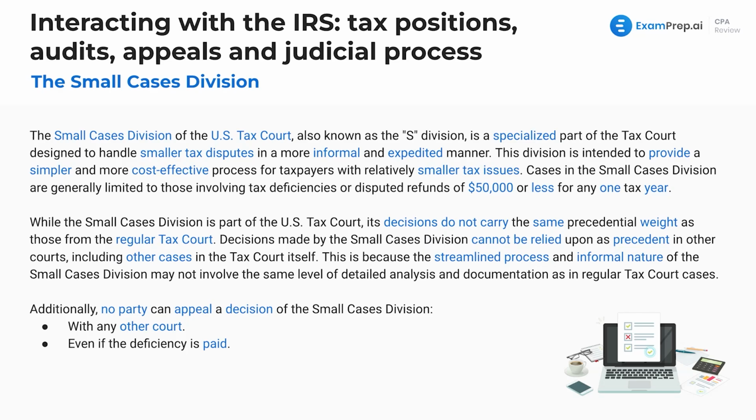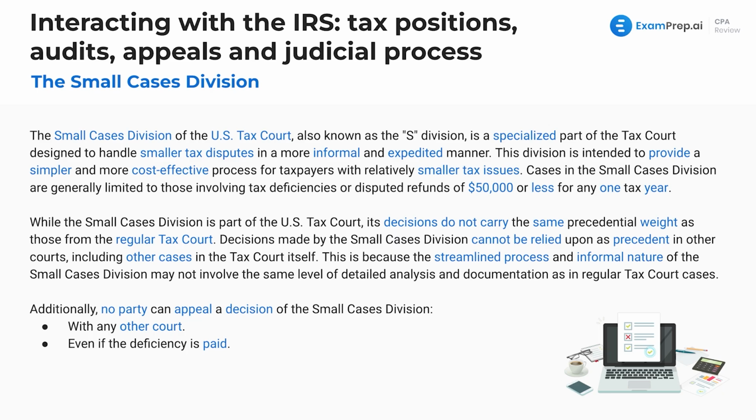Couple other miscellaneous points to know. We've got the Small Cases Division. Now, this is a division of the U.S. Tax Court, also known as the S Division. You don't need to know that, just fun fact. It's a specialized part of the tax court designed to handle smaller tax disputes in a more informal and expedited manner. This division is intended to provide a simpler and more cost-effective process for taxpayers with relatively smaller tax issues.